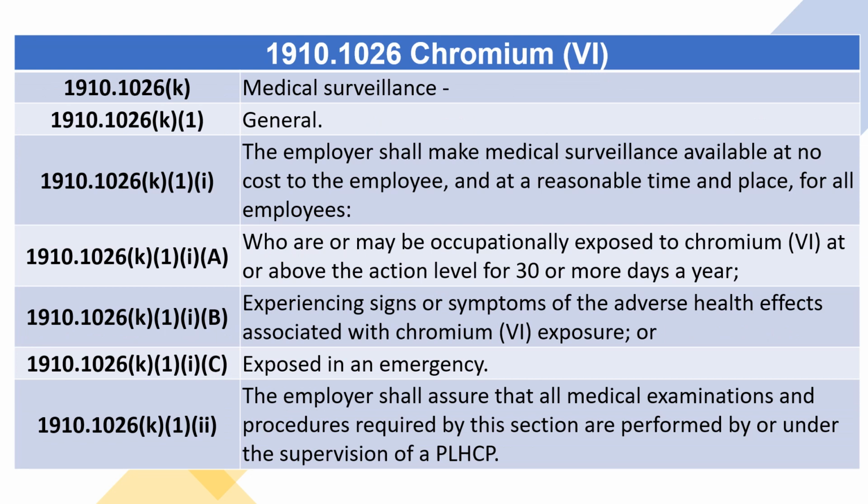1910.1026 (k). Medical surveillance. (k)(1) General. (k)(1)(i) The employer shall make medical surveillance available at no cost to the employee, and at a reasonable time and place, for all employees (A) through (C) who are or may be occupationally exposed to chromium (VI) at or above the action level for 30 or more days a year, experiencing signs or symptoms of the adverse health effects associated with chromium (VI) exposure, or exposed in an emergency.